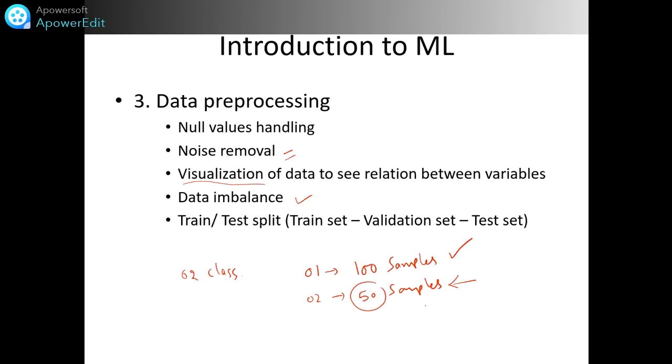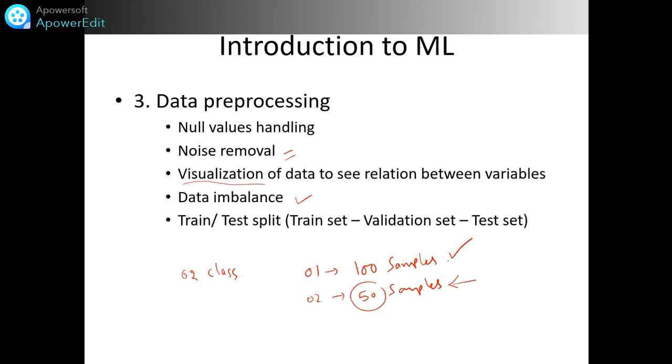Okay, so there are several methods to balance the class samples. If both the classes have the same number of samples, then that is balanced data. One more thing is there, but I will not suggest it: we can simply eliminate the 50 samples from class 1.